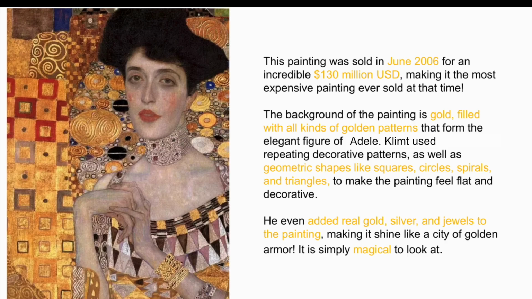sold at that time. The background of the painting is filled with gold and all kinds of golden patterns that form the elegant figure of Adele. Klimt used repeating decorative patterns as well as geometric shapes like squares, circles, spirals, and triangles to make the painting feel flat and decorative. He even added real gold, silver, and jewels to the painting, making it shine like a city of golden armor. It is simply magical to look at.